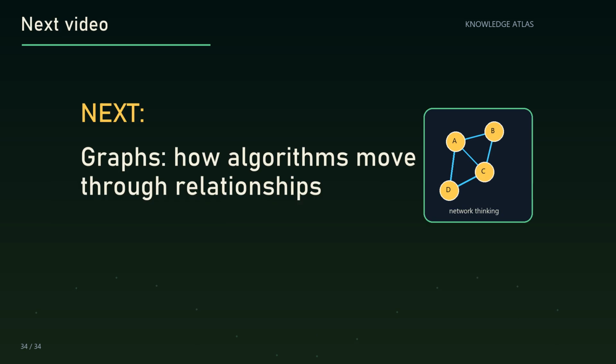Next, we will move from ordered trees to graphs. Once data is connected by relationships, the question changes from where is this key to how do I move through this network without getting lost.